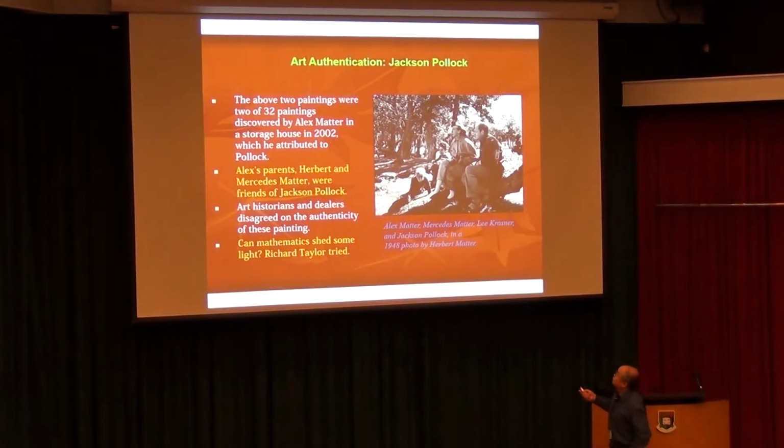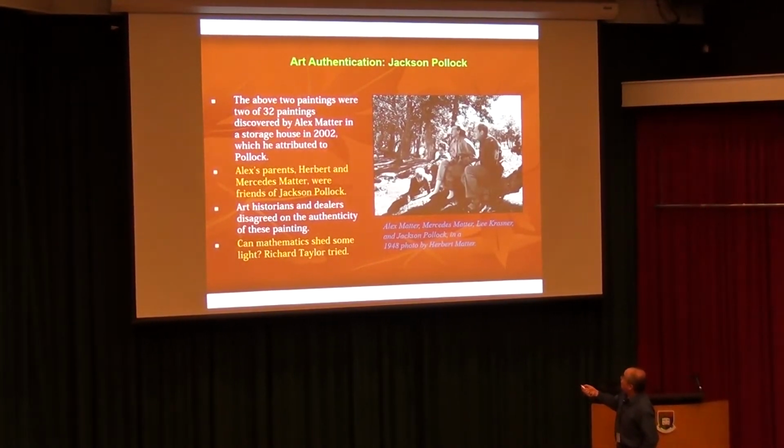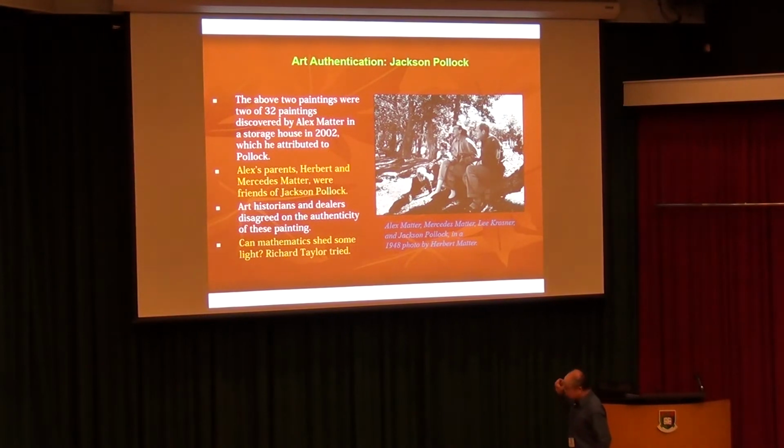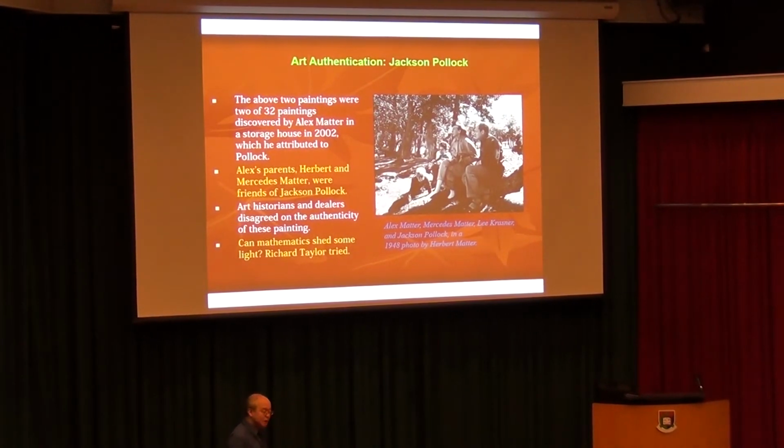So what happened was, this was by Alex Matter. So this is Alex Matter here. He was a kid. Alex lives in Philadelphia, but he had a storage house in Long Island because his parents used to live in Long Island. His parents were very good friends of Jackson Pollock. So this was Jackson Pollock, and that's Alex's mother.